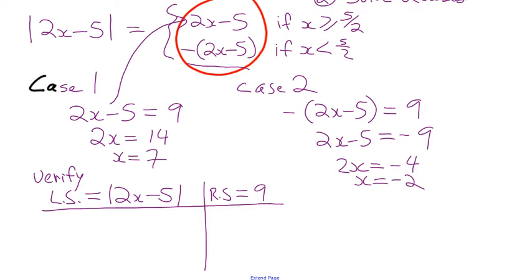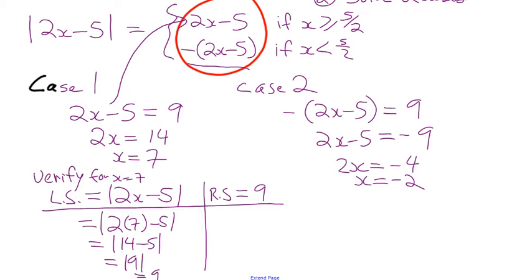We say, okay, let's verify for x equals 7. So it's the absolute value of 2 times 7 minus 5, which is the absolute value of 14 minus 5, which is the absolute value of 9, which is 9. So that checks. That verifies, right, for the 7.